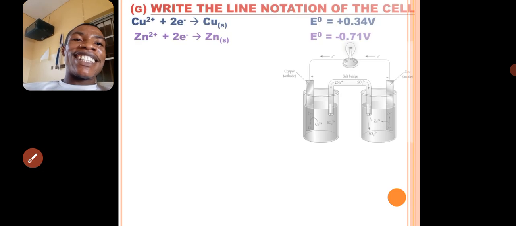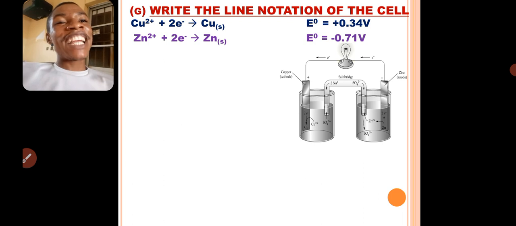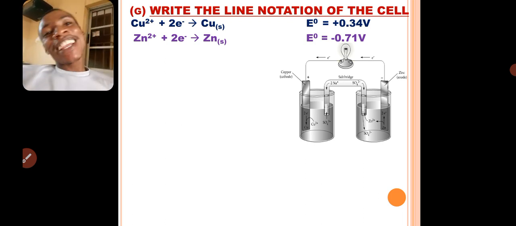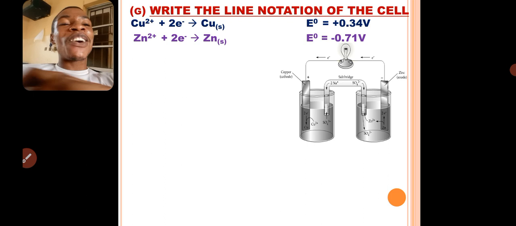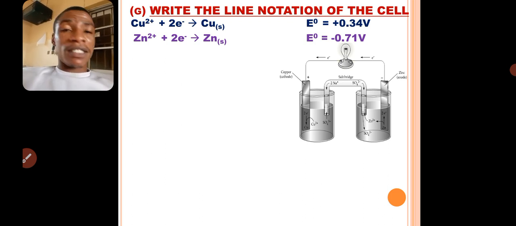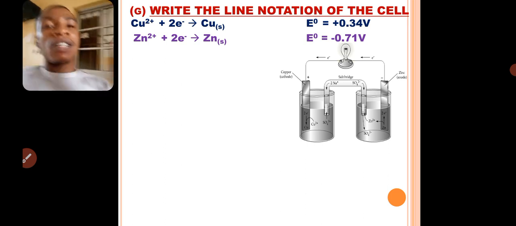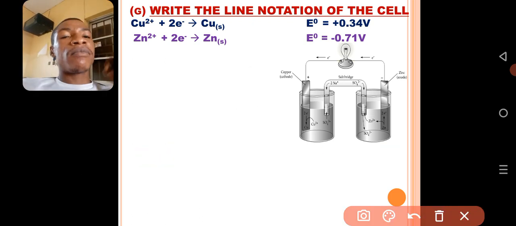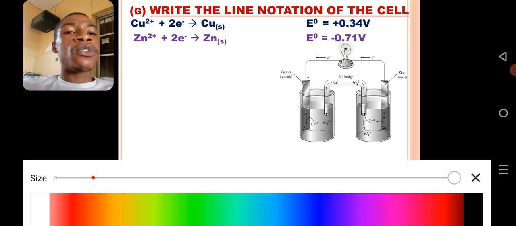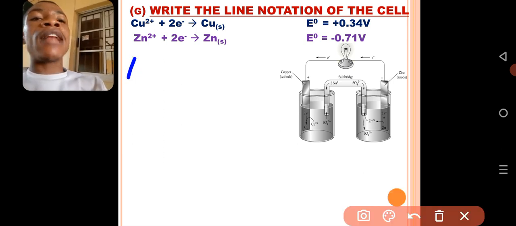Then finally, we want to write the cell notation, or line notation. Instead of writing all the long equation that we did for the overall reaction of the cell, you can just shorten it. We call that short form the line notation or the cell notation. Now, when you are writing cell notation, the formula that you're going to use is very easy.